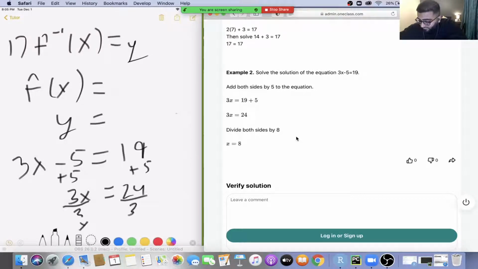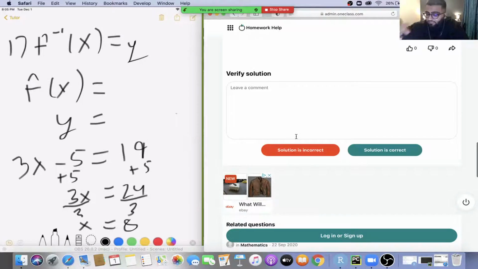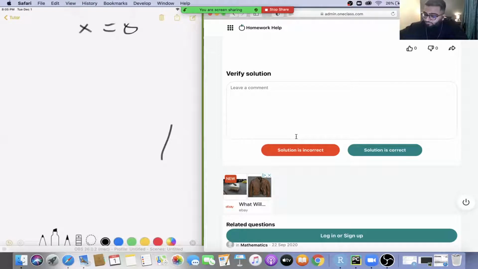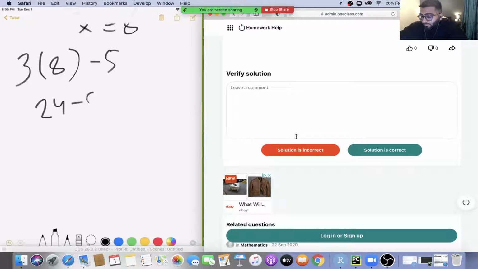Which will give us 24 divided by 3, which is 8. And we can verify this, which we'll see right here. So if we substitute 8 back into our equation, 3 times 8 minus 5, which is 24 minus 5, equals 19. So therefore the solution is correct.